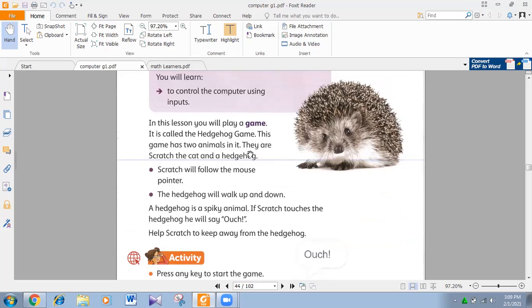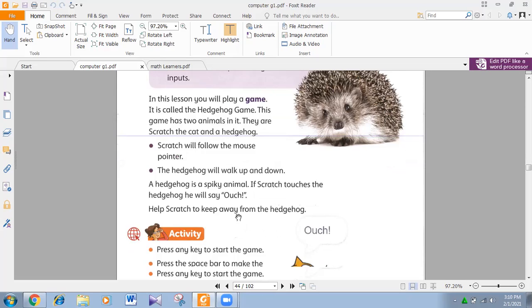So basically, in this lesson, we are studying about a game that is called Hedgehog game, that we are also going to play. In this, we have two animals, the Scratch and the Hedgehog. This animal is called Hedgehog. A hedgehog is a spiky animal. If the Scratch touches the Hedgehog, he will say, ouch. Look here, it has spikes.